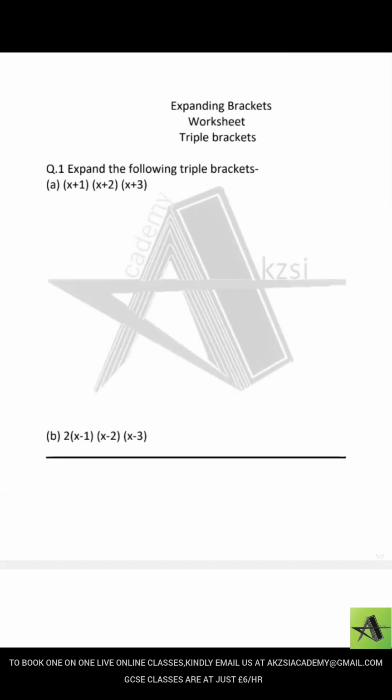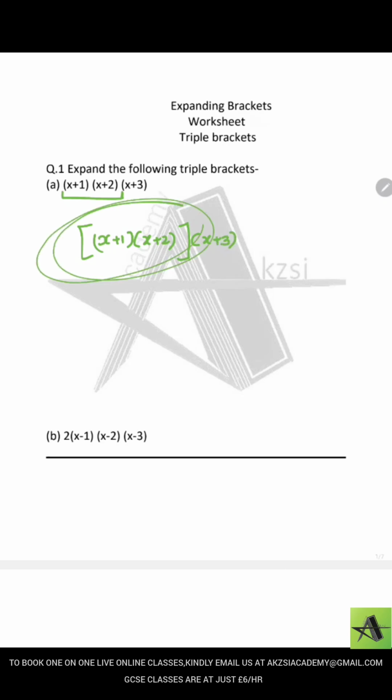Well, as I explained in the theory, you have to pick two at a time. So any two brackets you have to pick and solve. And it would be better if you place them inside the big bracket, and x plus 3 will be outside. Solving, only focus on this one. So solving this one, I'll get x squared.